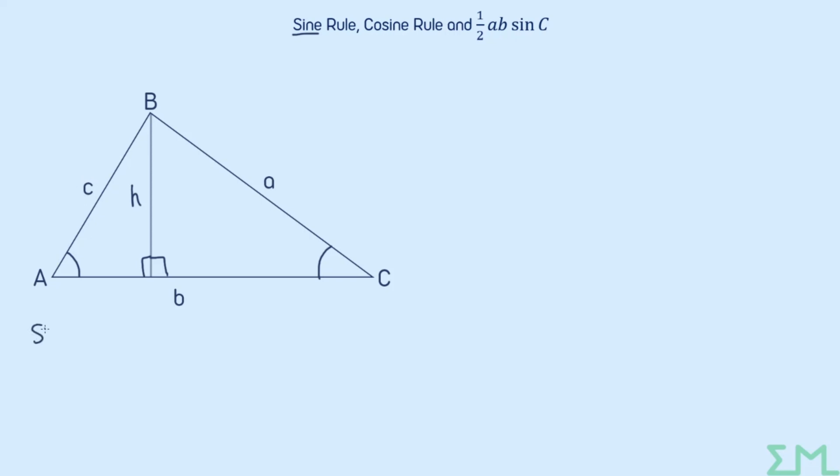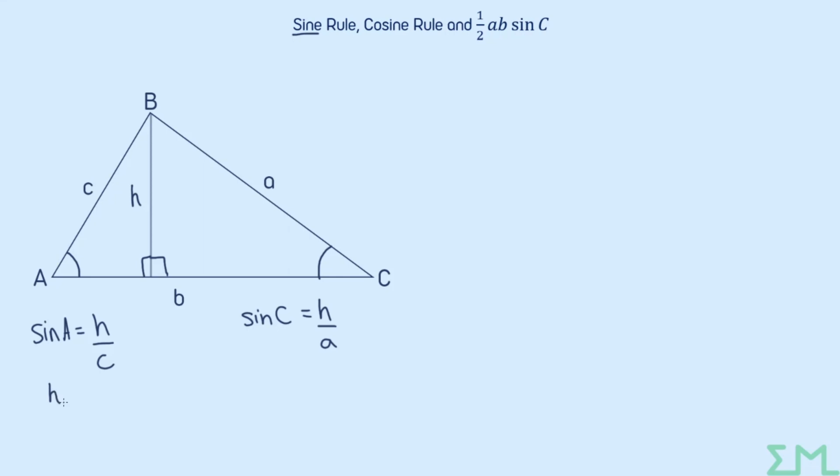So I could write for this triangle, sine A equals h over c. For the other, the larger right angle triangle, I could write sine C is h over a. So again, opposite over hypotenuse.